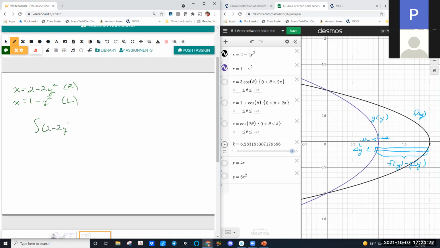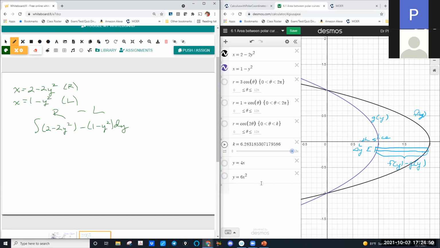2 minus 2y squared minus 1 minus y squared dy, because now we're integrating with respect to y. Questions about setting up the integrand? Right minus left.